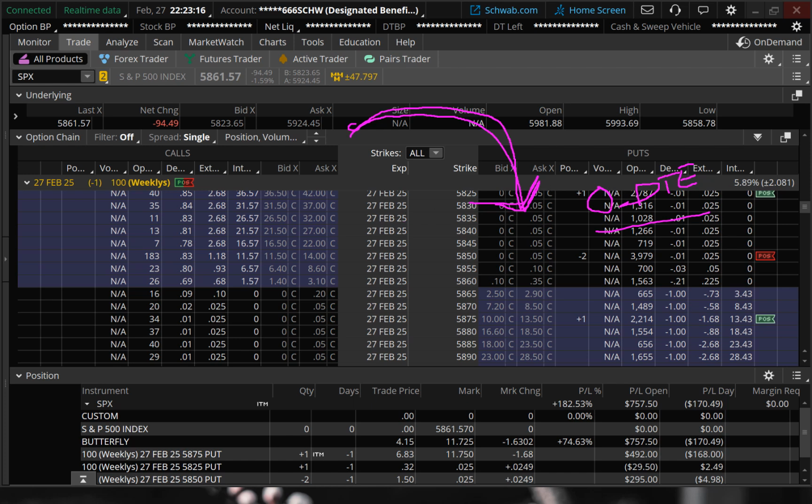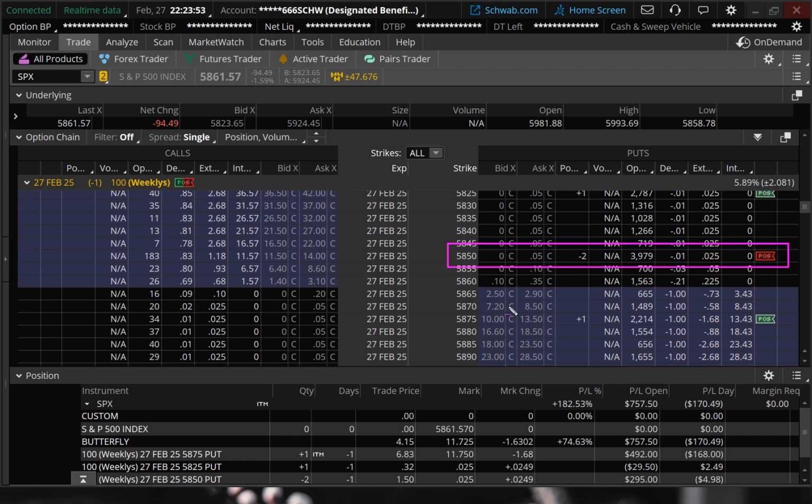Now, another reason why I like the 0DTEs is because you can use your options chain and look for options that are standing out. So, for example, in this case, I sold the 5850s because there was a lot of high open interest here. That can oftentimes be a target when there's quite a bit of high open interest.